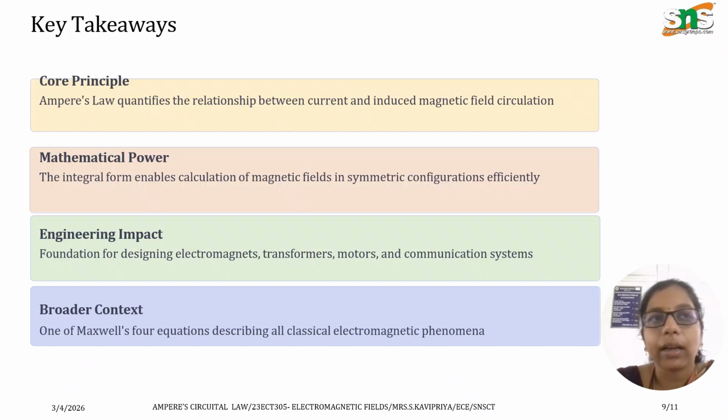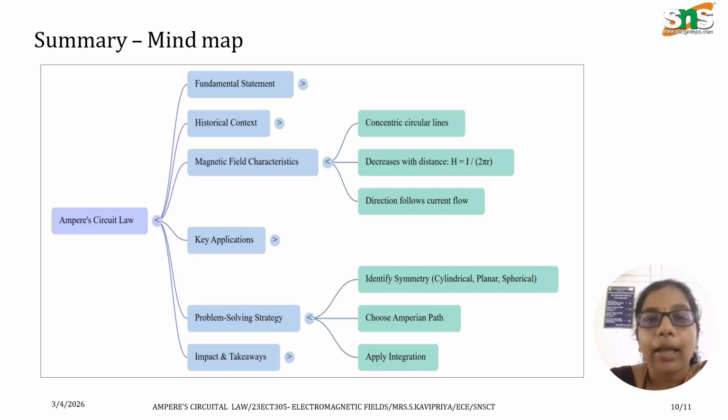Through Ampere's law, we quantify the relationship between the current and the induced magnetic field circulation, and this integral form enables effective calculation of the magnetic field in symmetric configurations. It is a foundation for designing electromagnets, transformers, motors and communication systems. It is one of the four Maxwell equations describing all classical electromagnetic phenomena, and the foundation of the Maxwell equation is given by Ampere's law.